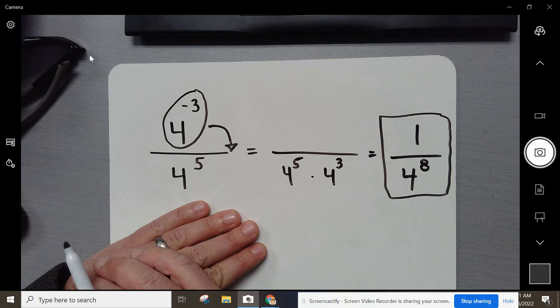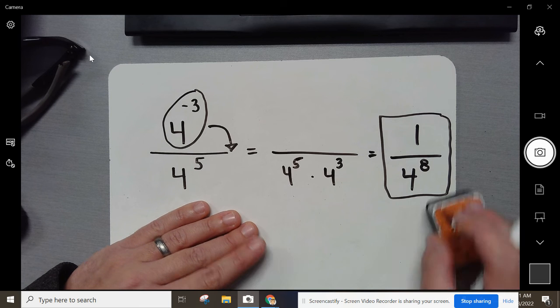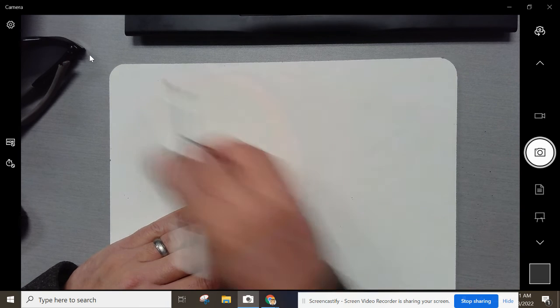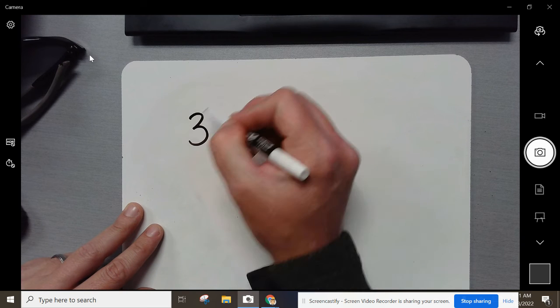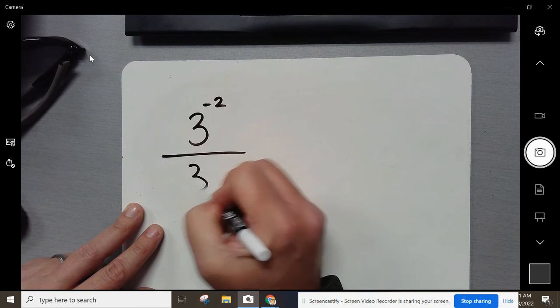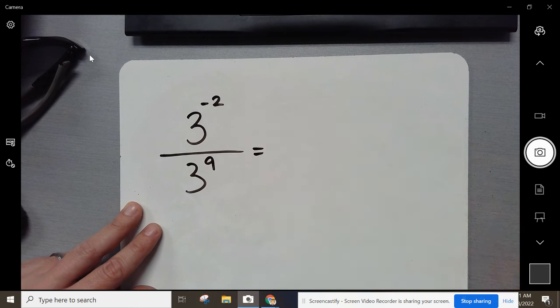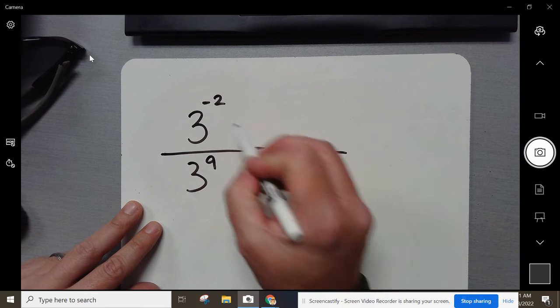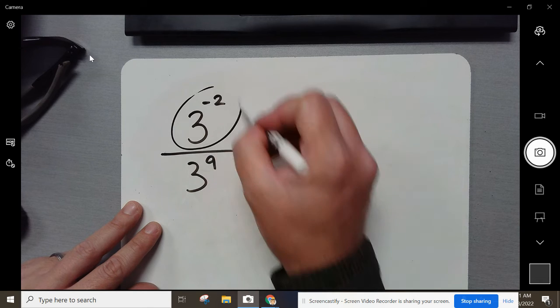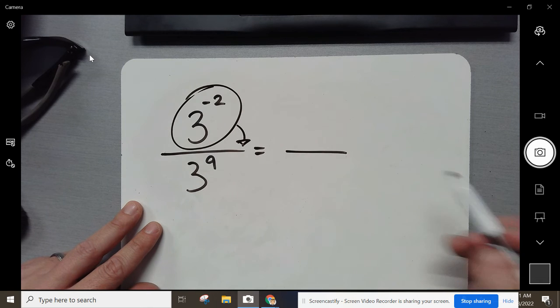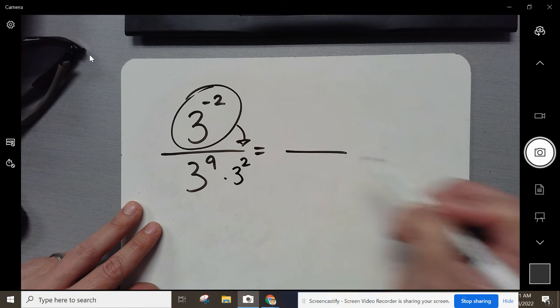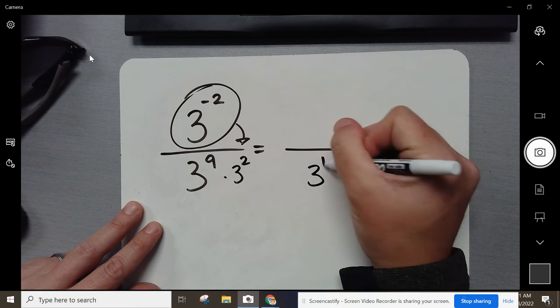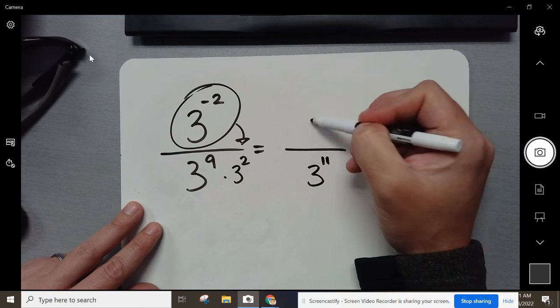All right, a little tricky, a little tricky. Don't worry, you got this, okay? You can handle this. All right, let's do another one. What if I said 3 to the negative 2 over 3 to the 9th? Go ahead and solve that one for me. This is going to flip, remember? This has got to flip. All right, so then you're going to get 3 to the 11th with a 1 on top.